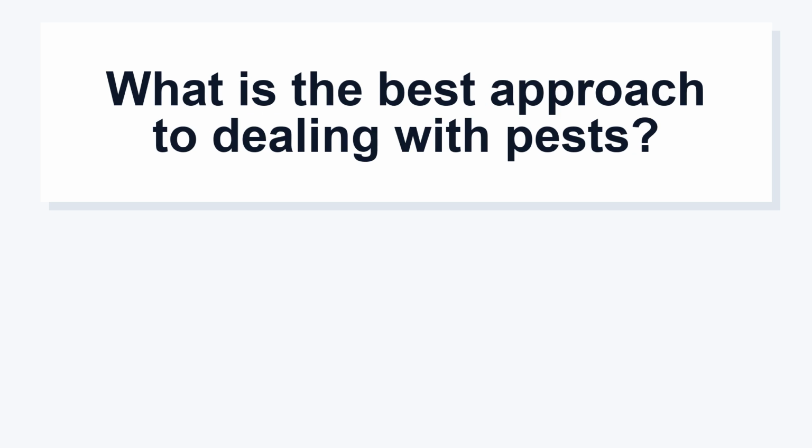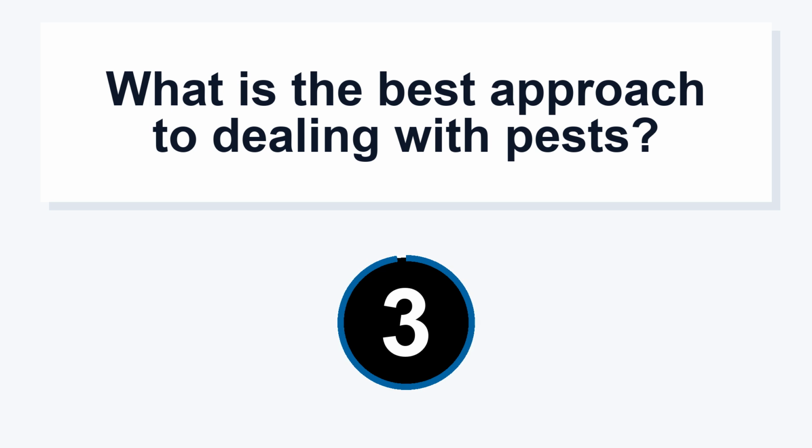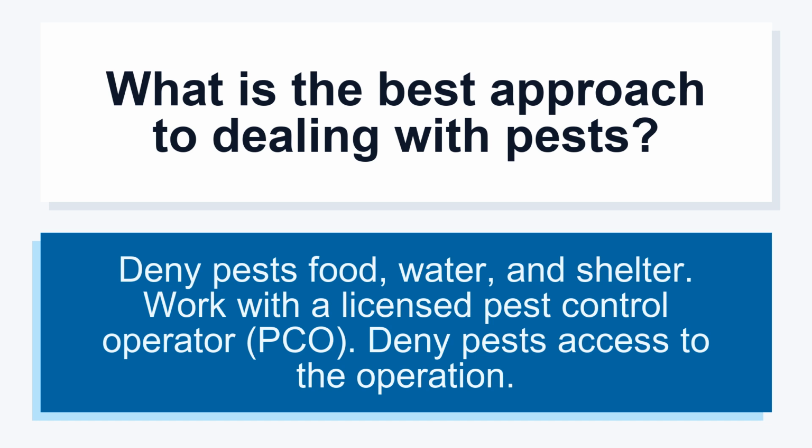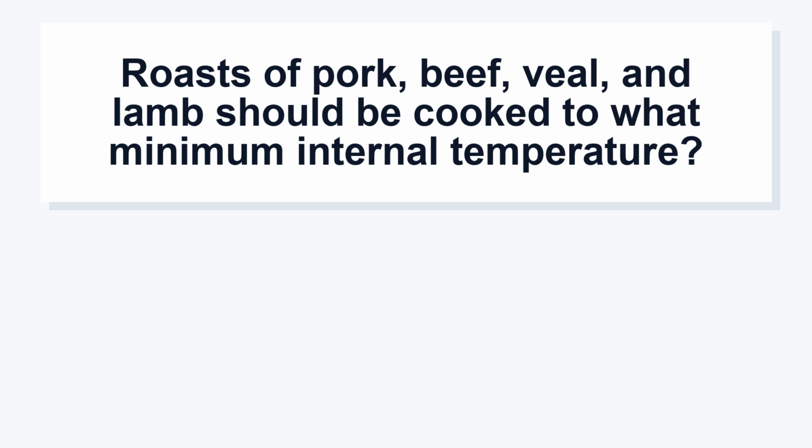What is the best approach to dealing with pests? Deny pests food, water, and shelter. Work with a licensed pest control operator, PCO. Deny pests access to the operation. Roasts of pork, beef, veal, and lamb should be cooked to what minimum internal temperature?